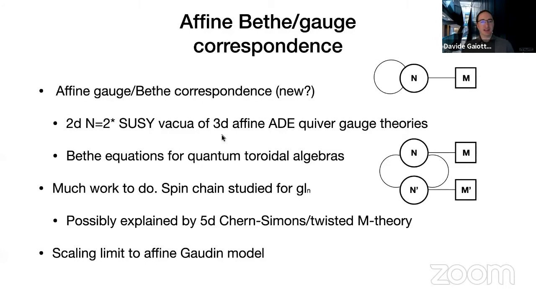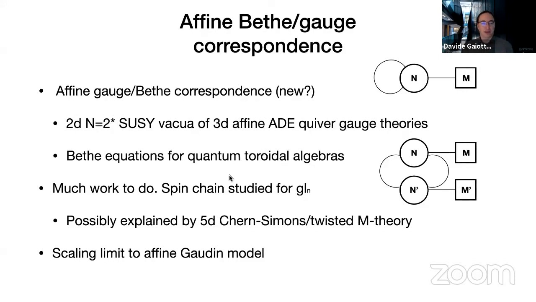The expectation is that the supersymmetric vacua of these affine quiver gauge theories and the corresponding twisted chiral relations should coincide with the Bethe equations for some spin chain based on quantum toroidal algebras. Or more precisely, there is a slight difference between the A-type and D and E-type quivers, because the A-type quivers have an extra mass parameter. So depending on what I'm talking about, I should say quantum toroidal algebras or just affine quantum groups, but I'll come back to that later.